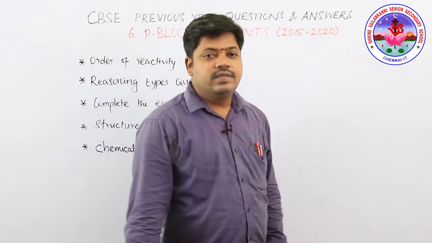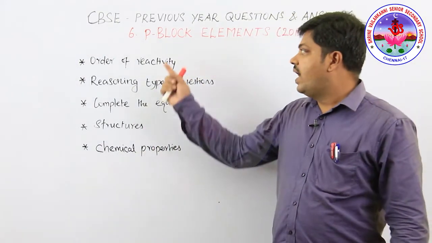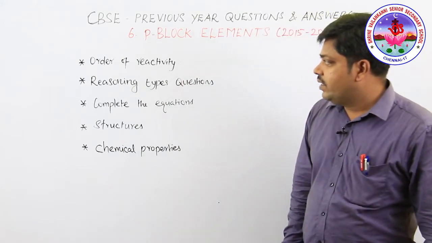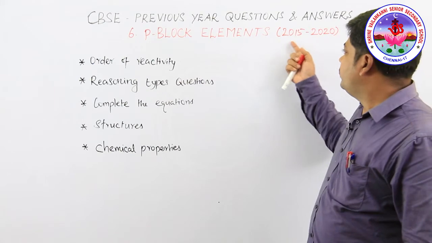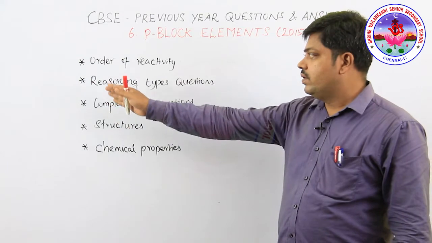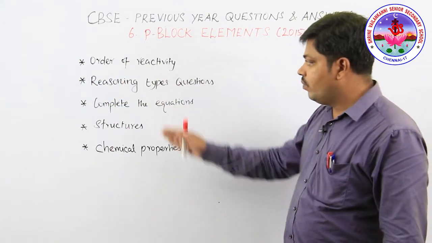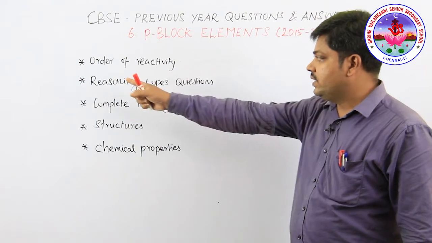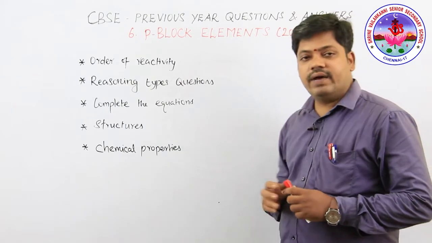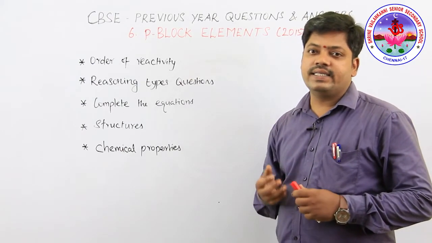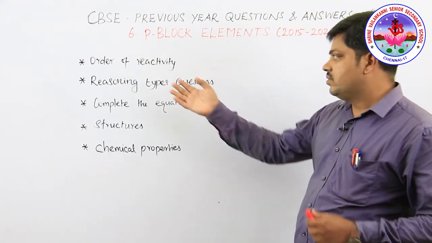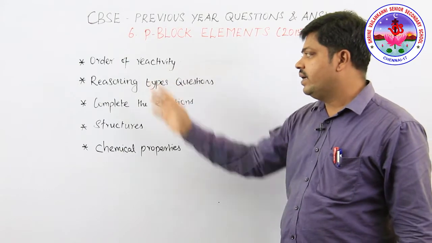Hi students, today we are going to discuss the P block elements. This is the inorganic chemistry part. In this unit we are going to discuss the 2015 to 2020 question papers. Now in this unit you have to concentrate more on this part. First one is the order of reactivity. The order of reactivity usually means the increasing order of acidic strength, basic strength, and bond dissociation enthalpy, like this.